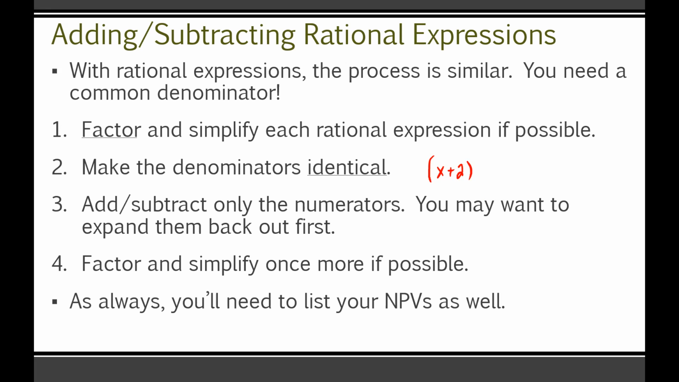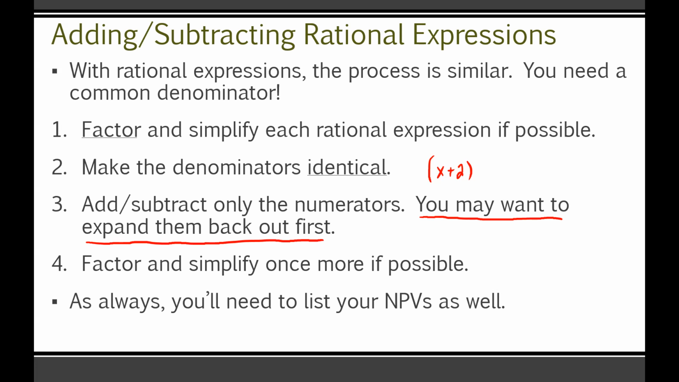Anyway, step three, add and subtract only the numerators. Here's a big thing though, and this is super annoying. This is what makes adding and subtracting much more difficult. You might want to expand them back out first. So in other words, everything we've done with multiplying and dividing, we've often just left in a factored form. I never said to expand it out using the distributive property. We just never needed to. But with adding and subtracting these, you do. You really do, unless very rare cases that you don't. But generally speaking, you do.